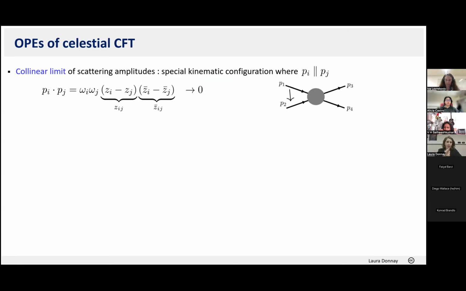People have studied that a lot in the amplitude literature. And in fact, for some amplitudes, it's only by going to complexified momenta that you find non-zero answers. For instance, a 3-point function of, say, 3 gravitons is only non-zero if you go into either split signature or more generally into complexified signature.